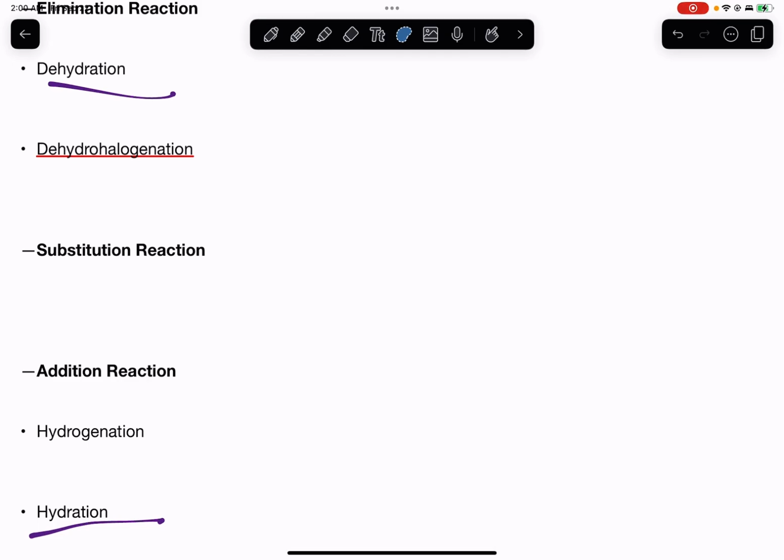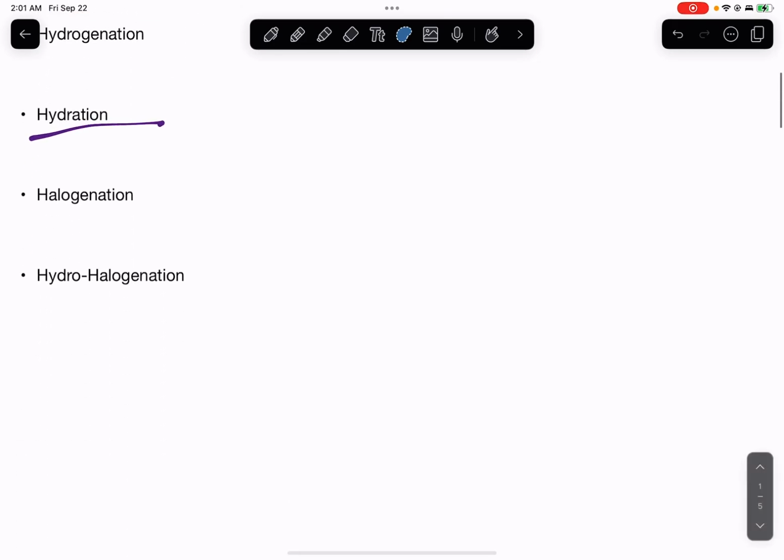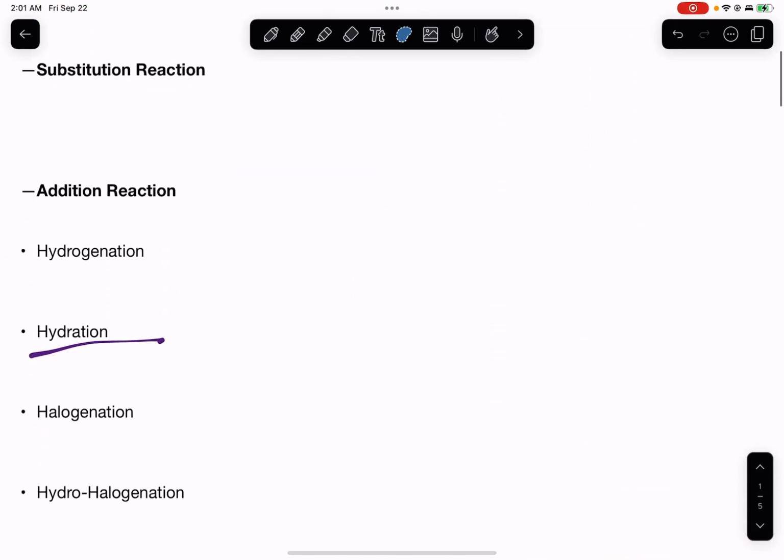Next, we have the substitution reaction. A substitution reaction is any of a class of chemical reactions in which an atom, ion, or group of atoms or ions in a molecule is replaced by another atom, ion, or group. Think about the word substitution: an element that is replaced by another. Let me give you a quick example.